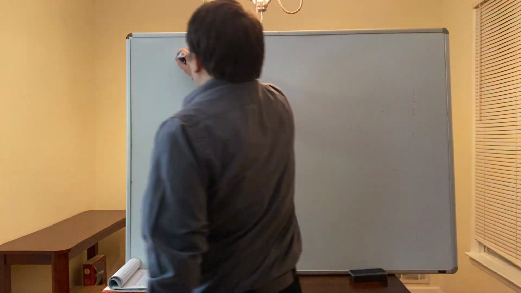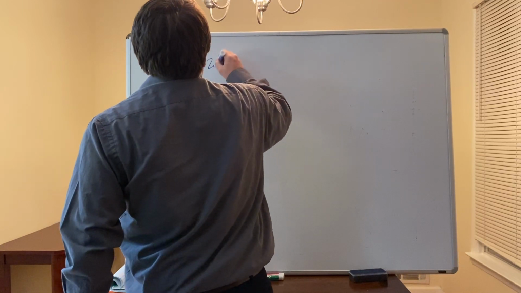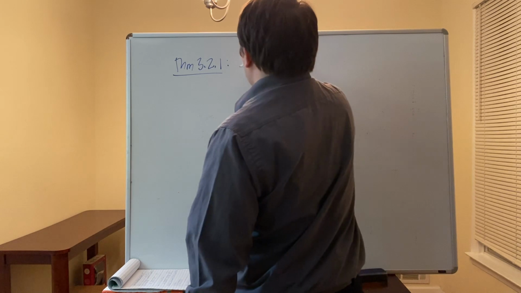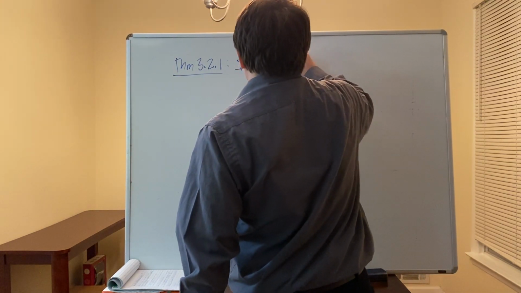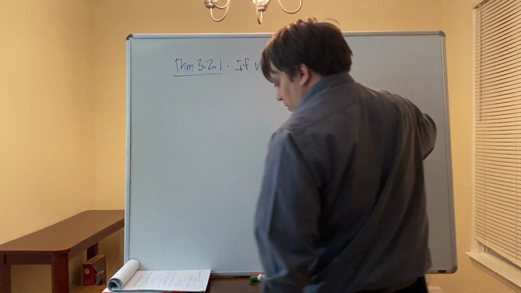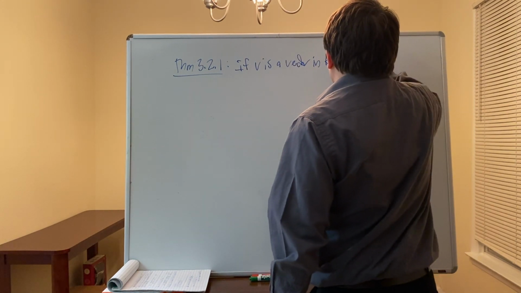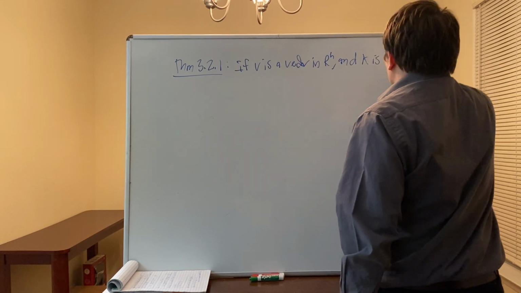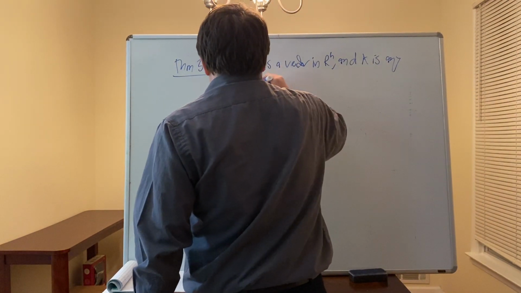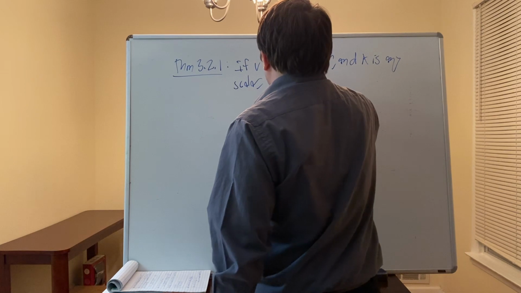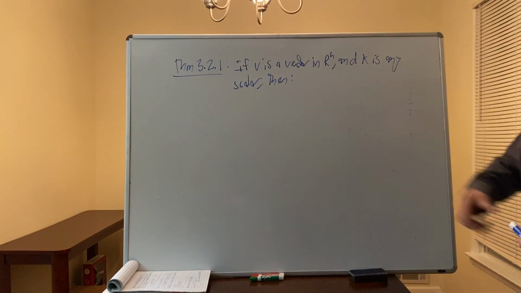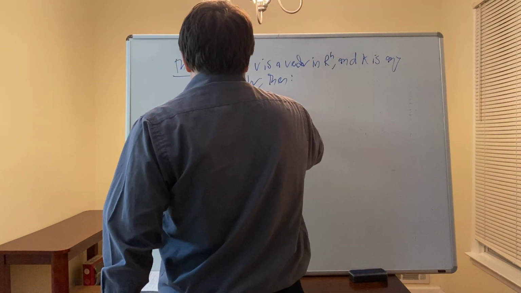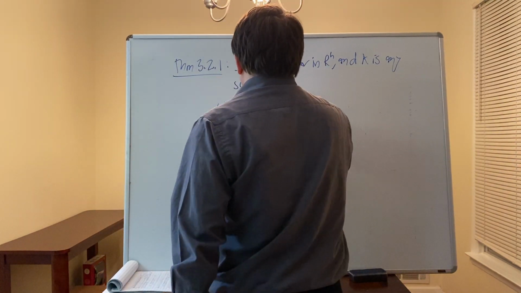Okay, so theorem 3.2.1. If v is a vector in R^n and k is any scalar, then, so if v is a vector in n space and k is any scalar, then A, the norm of v is greater than or equal to 0.